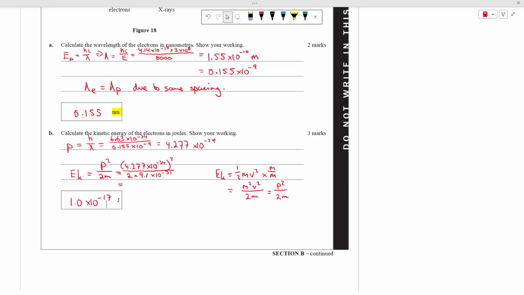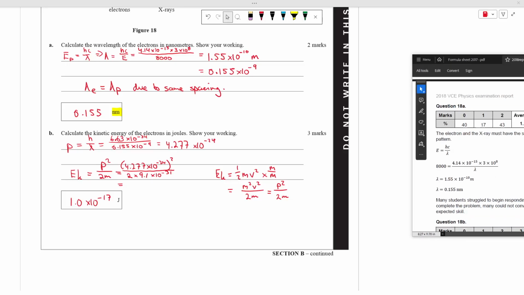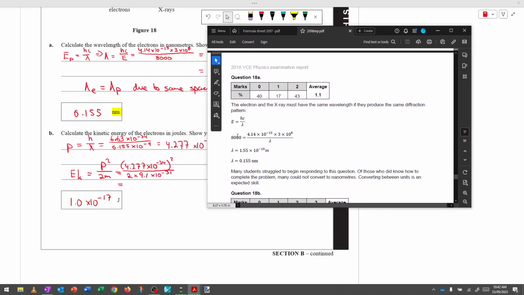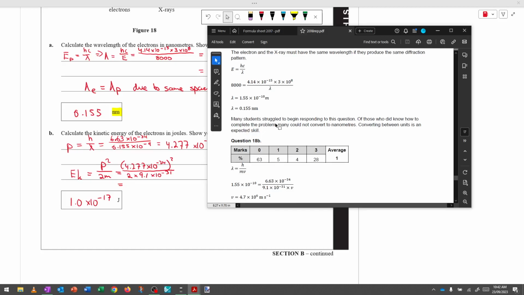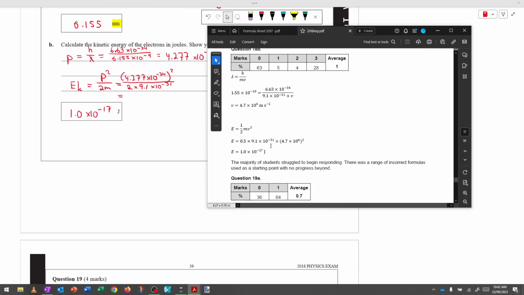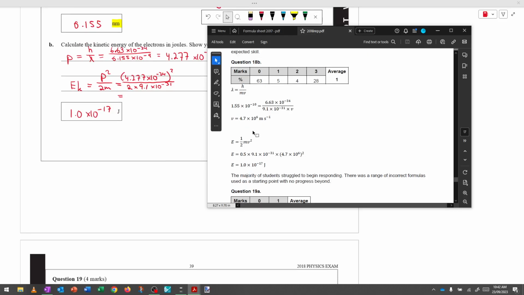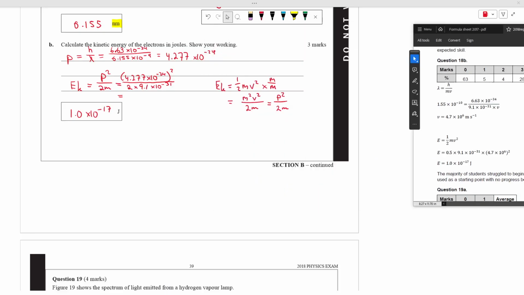There we go. Right, so let's double check that I've done it properly. Alright, so there's the wavelength of your electrons from part A. Yeah, we talked about that. Part B is, there we go, yep, perfect. Majority of students struggle to begin responding. There are a range of incorrect formulas used as a starting point with no progress beyond. Yeah, well, you just got to see these questions before you know how to do them, basically, which is what you studied for. Right.